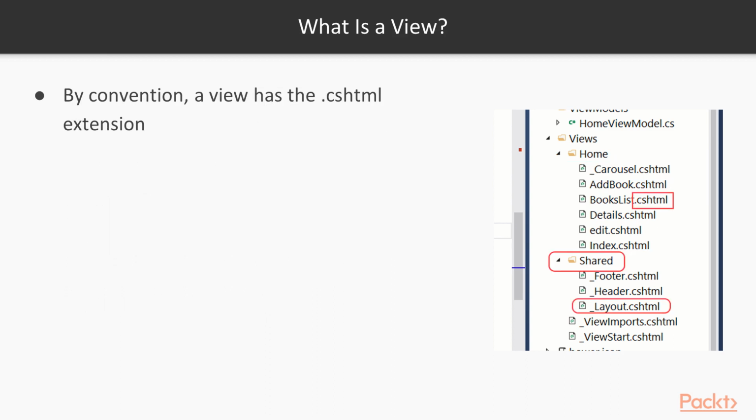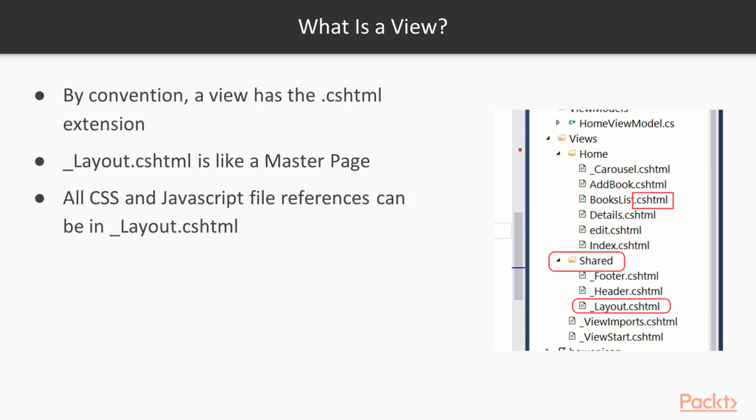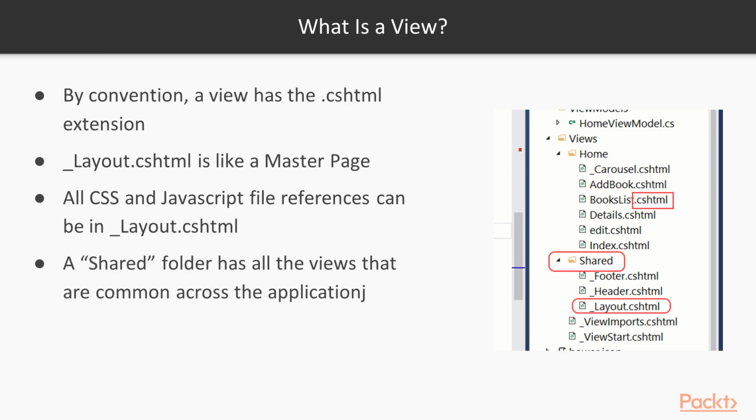By convention, a view has the .cshtml extension. _Layout.cshtml is like a master page. All CSS and JavaScript file references can be put inside the _Layout.cshtml. We will see in a future video how to do this. A Shared folder has all the views that are common across the application.